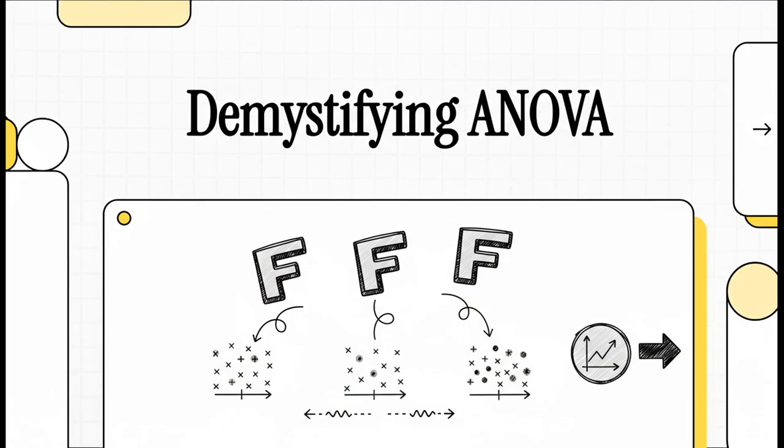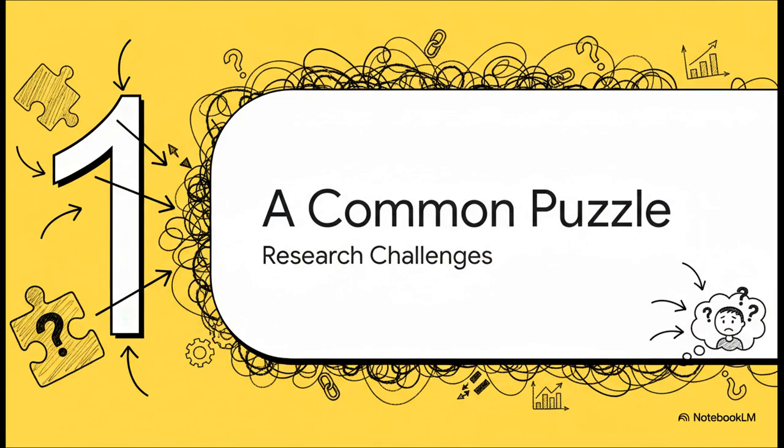Welcome to The Explainer. Today, we are going to demystify one of the most powerful tools in all of statistics. It's a method for finding a real, meaningful signal in a world that is just full of noisy data. We're talking about ANOVA. So let's kick things off with a classic puzzle, a problem that pretty much anyone who works with data is going to face sooner or later.